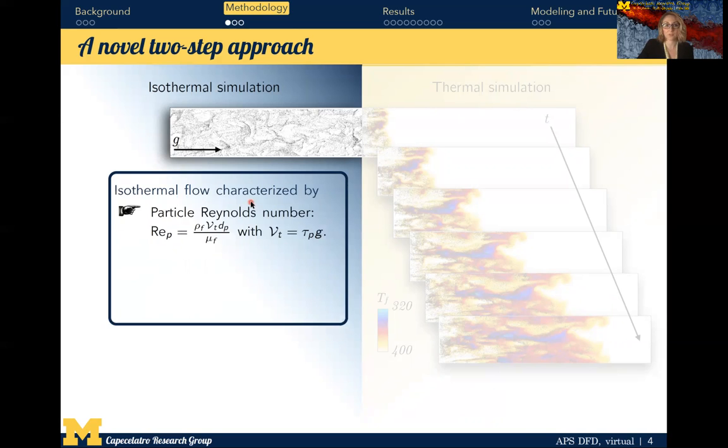This isothermal flow can be characterized by a small set of non-dimensional numbers, including the particle Reynolds number, which is a Reynolds number defined using the terminal velocity of a lone particle in an equivalent flow, defined as the particle response time times gravity, as well as the particle diameter. Another important parameter to characterize the flow is the particle volume fraction, and then the mass loading.